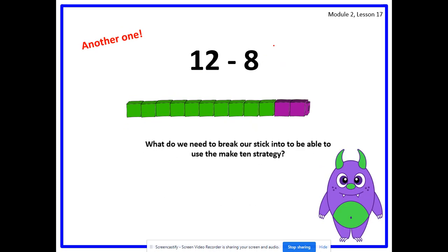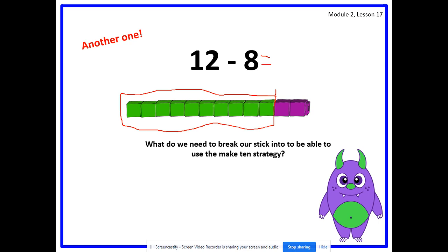Ready? Here we have 12 minus 8. Go ahead and draw the whole number. So what is our whole number? Get ready. Yes, 12. Go ahead and draw 12 and circle 10. If you need more time, remember to press pause at any time. Sorry for my box.